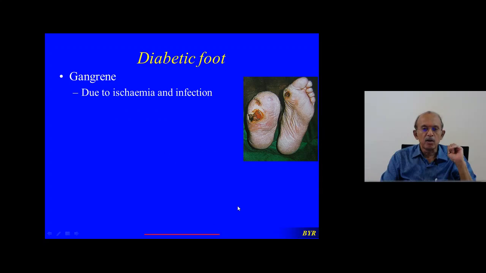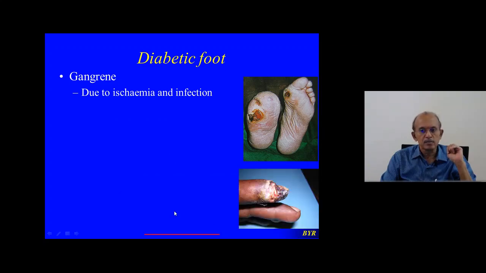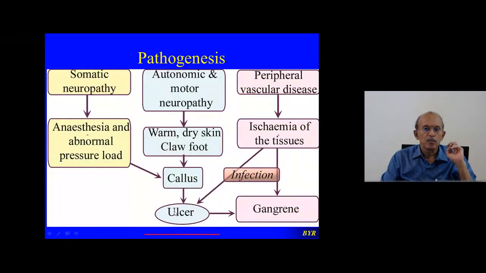Then the third feature is the development of gangrene due to ischemia and infection. Somatic neuropathy causes anesthesia and abnormal pressure load due to deformity. This causes a callus. Callus means thickening of the skin. There will be scaling and thickening of the skin. This can lead to an ulceration.